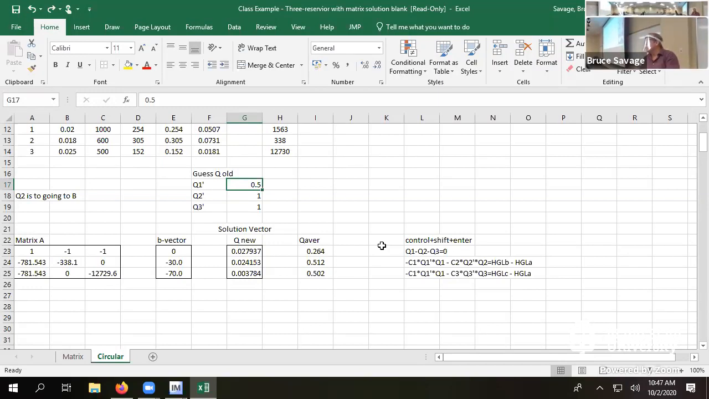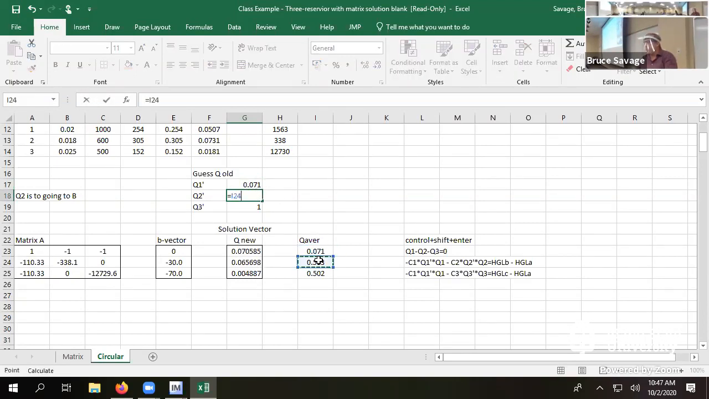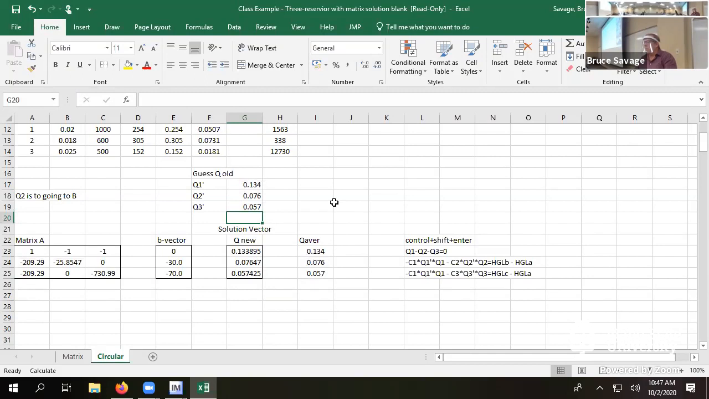Yep. Or if you want to be more precise. So now I'm going to come over here and say Q1 old becomes the Q average value. Okay, and the next one, Q sub 2, becomes the average of Q sub 2, and Q sub 3 becomes the average of Q sub 3. Okay, and voila, look at that.